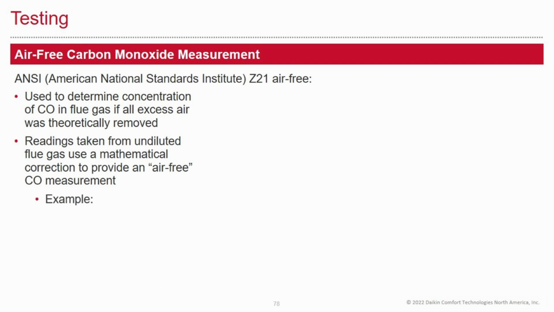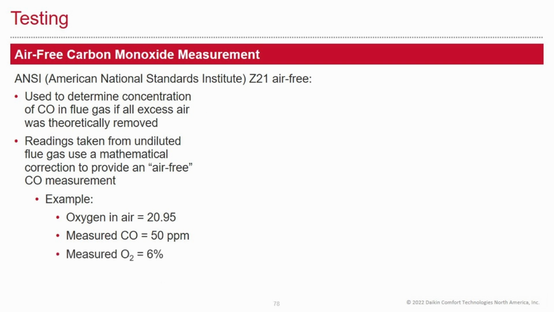In this example, the oxygen in the air is 20.95%. Measured CO by use of a combustion analyzer is 50 parts per million. Measured O2 by use of a combustion analyzer is 6%. Air-free CO is 70 parts per million. Let's look at how we arrived at that number.